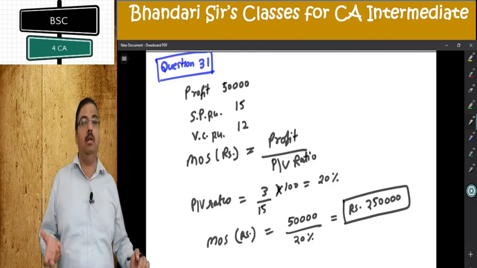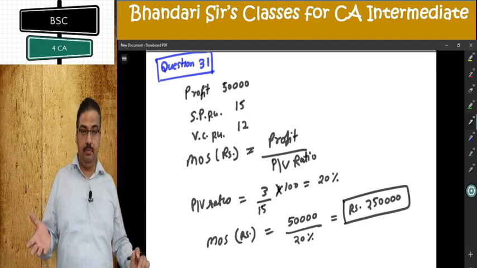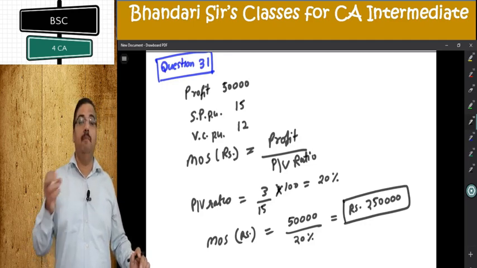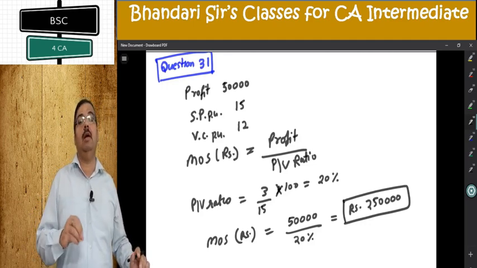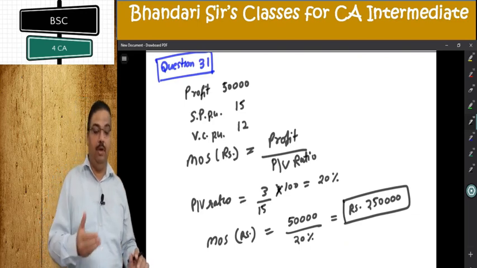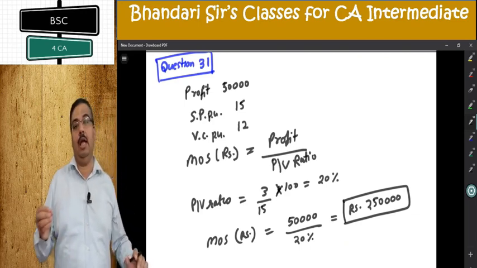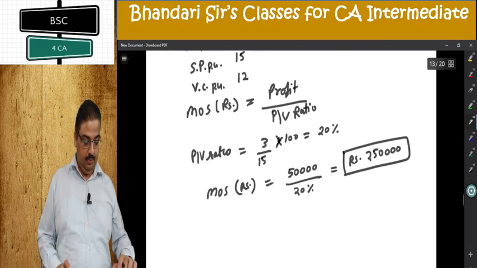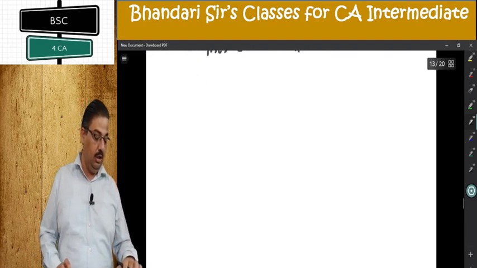You need to remember the formula for MOS in rupees. There are two formulas, must apply whichever is conveniently applicable in the question. So, profit divided by PV ratio applies to get MOS in rupees. Next one, question 32.